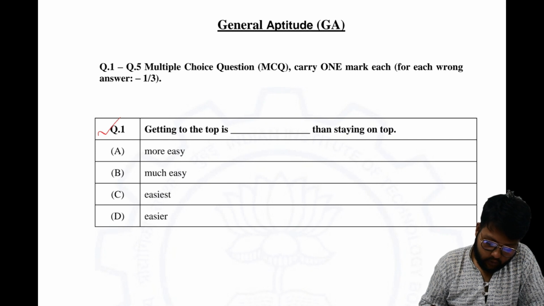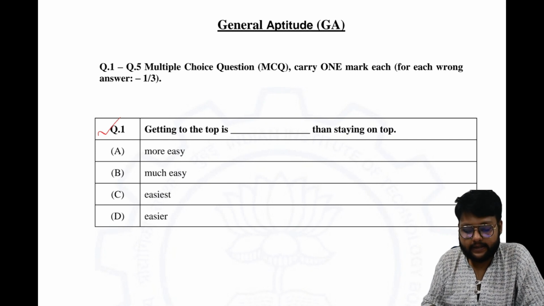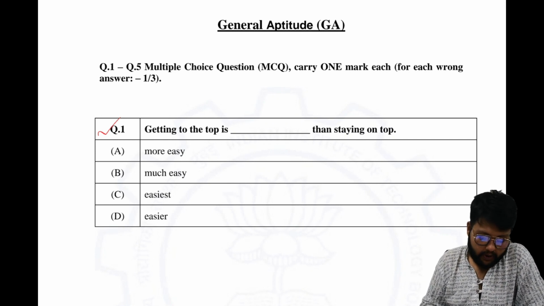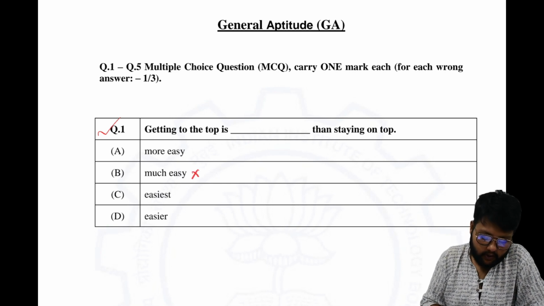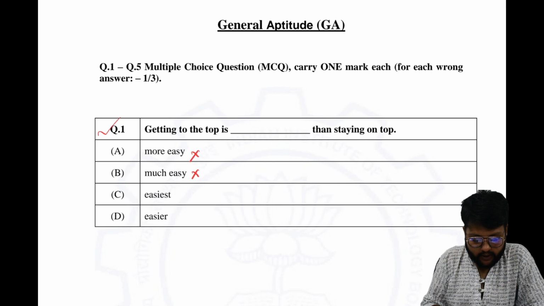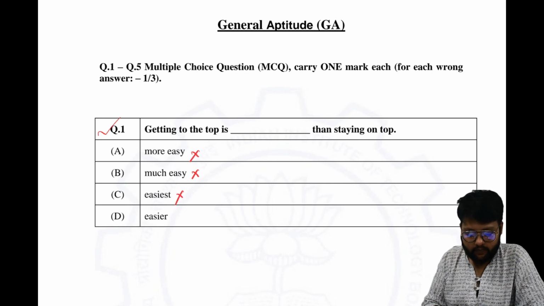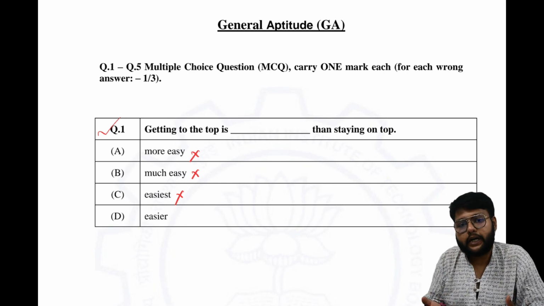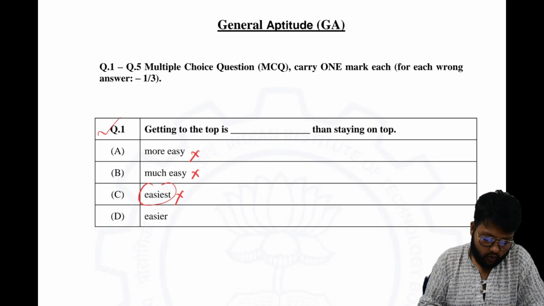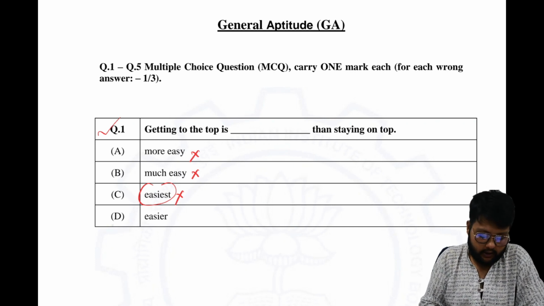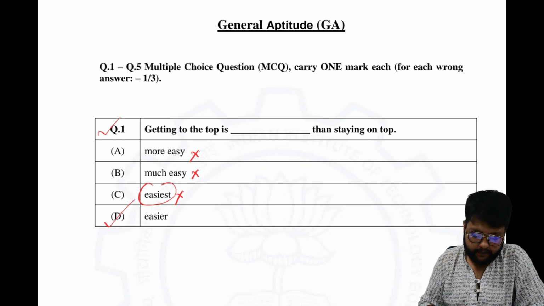Okay, so the very first question, it's saying that getting to the top is dash, then staying on the top. So it will be much easier, it cannot be more easy, it cannot be easiest, because it is a comparative, not the superlative. If it is a superlative sentence, then it is the easiest one. Okay, so in this question, D will be our answer, easier.